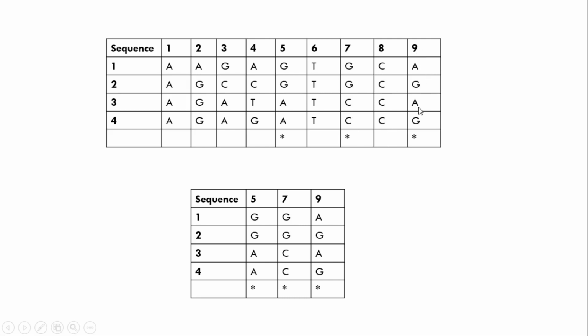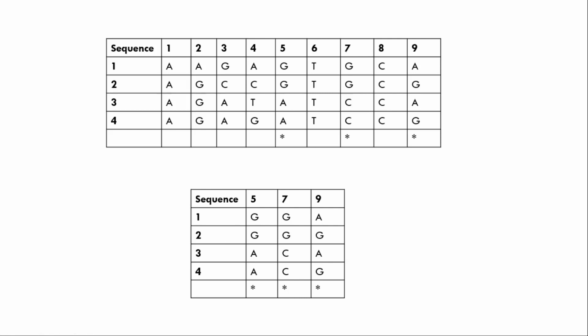In column number 9, you can see that 2 times A is present and 2 times G is present. So now I conclude that columns number 5, 7 and 9 all are informative sites. So I'm extracting columns 5, 7 and 9 and writing them here separately, and I can leave all the uninformative sites behind. Now I will focus only on these columns 5, 7 and 9.